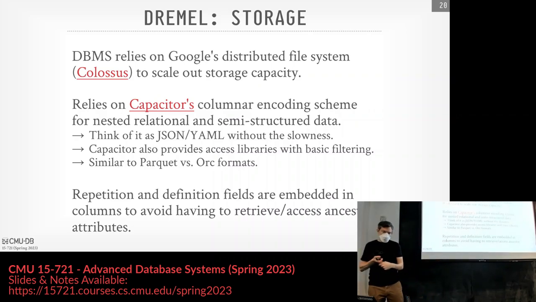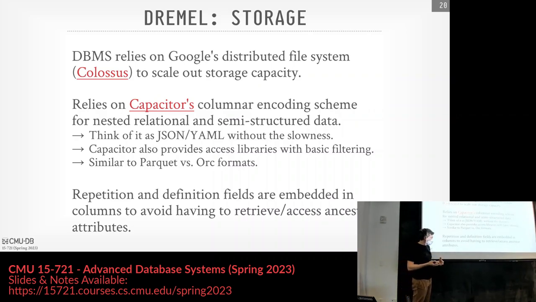So they talk about how, because they have to deal with these nested data structures, a bunch of random JSON stuff, if you then convert that to Capacitor format, they're going to keep track of all the information about how fields are repeated, whether they exist or not, within the columns themselves. So you can scan along a column without necessarily having to scan down into the ancestor fields within a tuple to figure out whether data actually exists or not, and only go read the data from the columns that are defined separately if you actually need it.